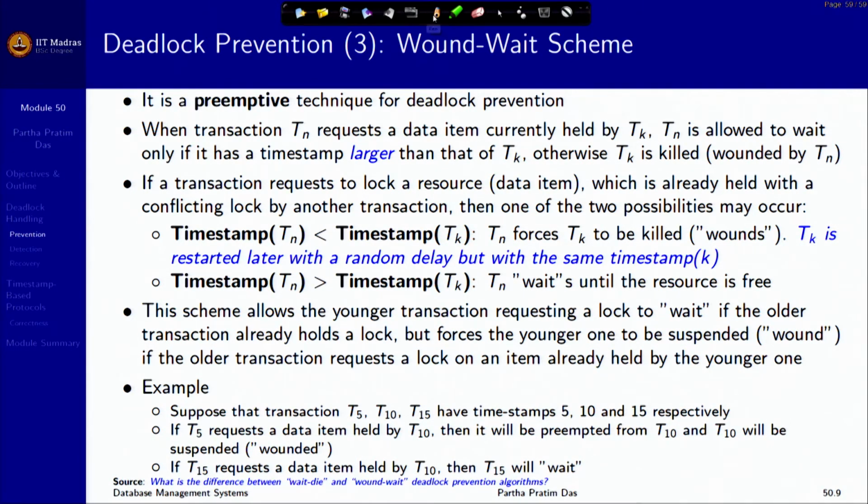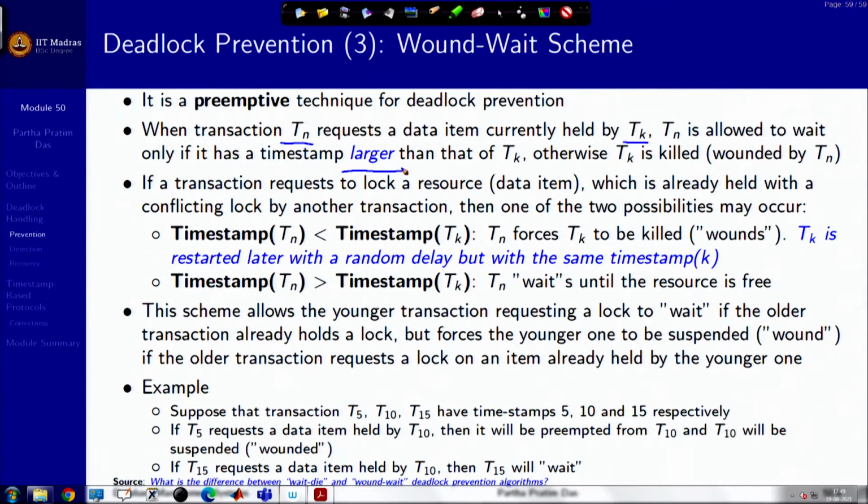In the preemptive scheme, you do differently. The transaction Tn again requests a data item held by Tk. Tn is allowed to wait if it has a timestamp larger than that of Tk, right? That is, if it is younger.